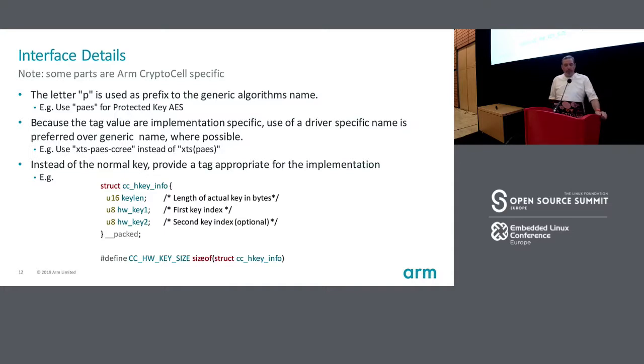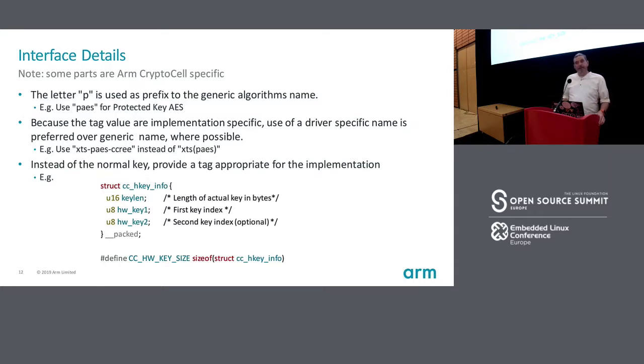So a few more details about how the interface works. And here I must warn you that some of the details, obviously, are specific to ARM CryptoCell. So first, the idea is that we simply use the name of the cipher, say AES, SM4, what have you, and we use the prefix of P for protected to denote that this is a protected hardware key implementation of this cipher. So instead of using AES, we will ask for PAES or PSM4.